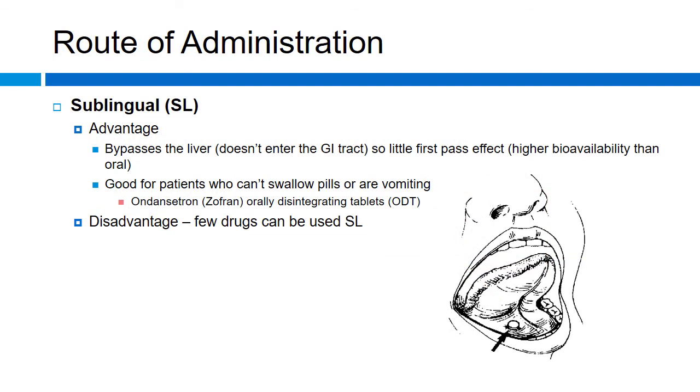Next, we have sublingual administration of drugs. Again, this would be right beneath the tongue. You can put it there. This is nice because it bypasses the liver, right? So it bypasses that first pass effect. These are good for drugs that don't have really good oral absorption.